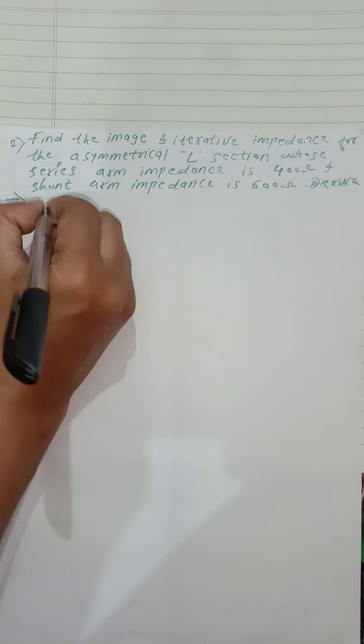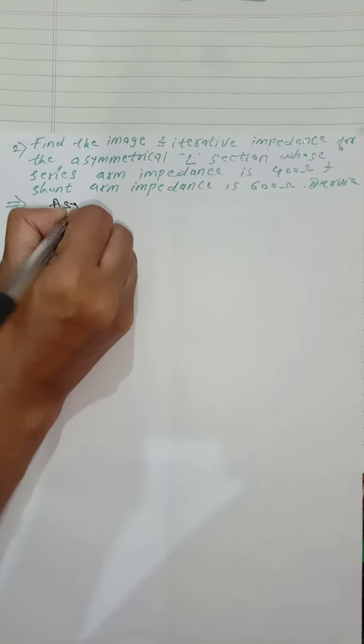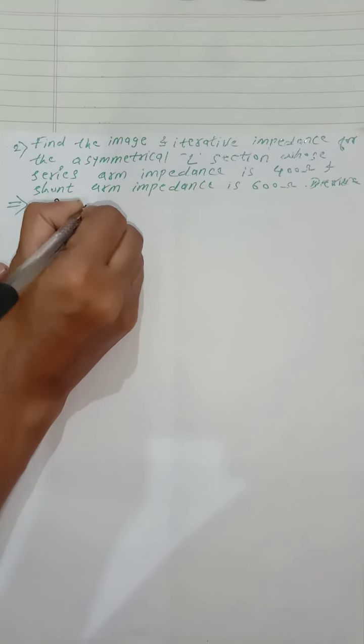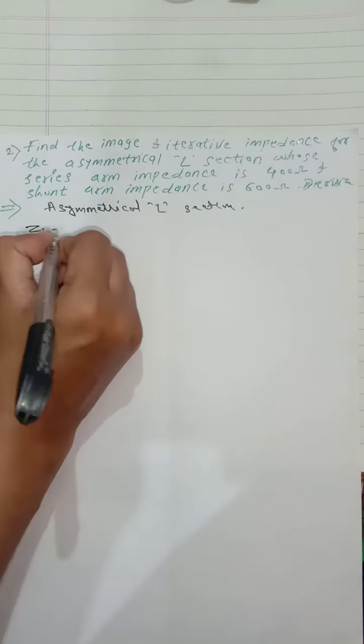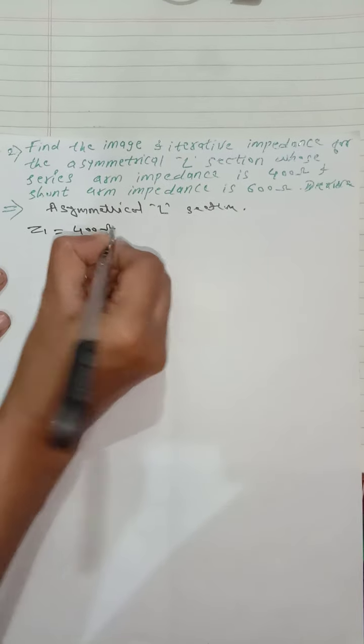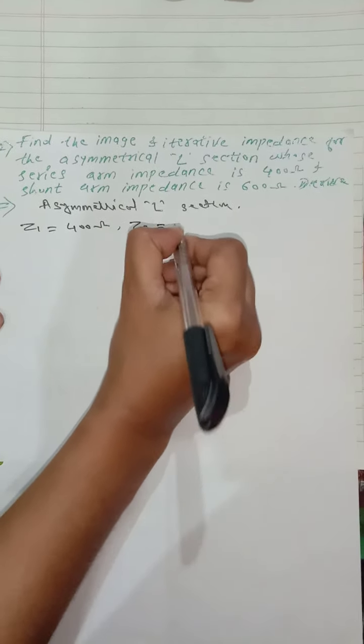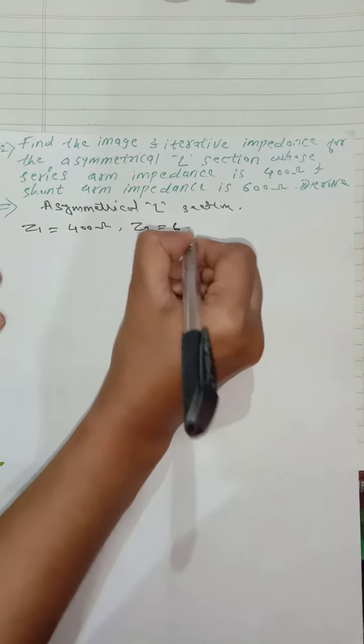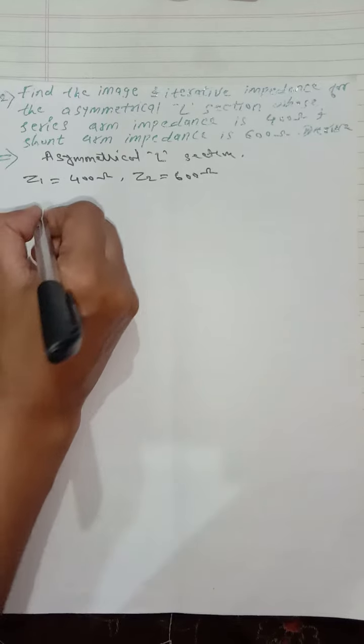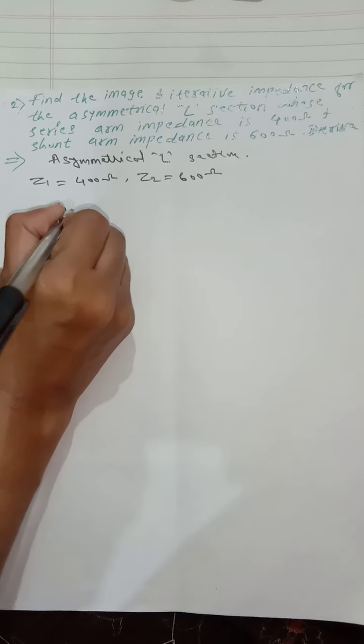So here simply we can say asymmetrical L section or L network. What is given here? Z1 is given, that is nothing but the 400 ohm. Other thing is nothing but Z2 is given 600 ohm. Two impedances are given and the symmetrical L section. So network will be like this.